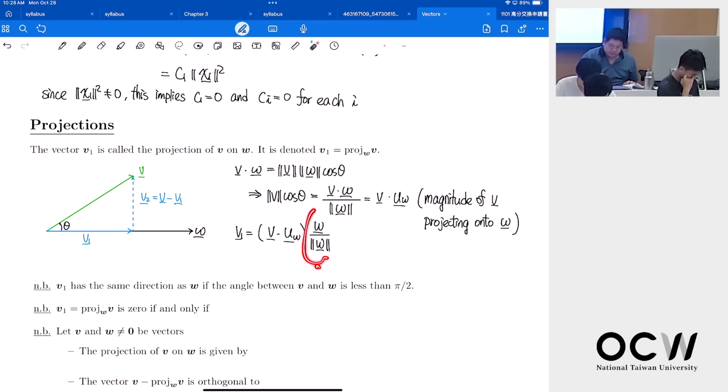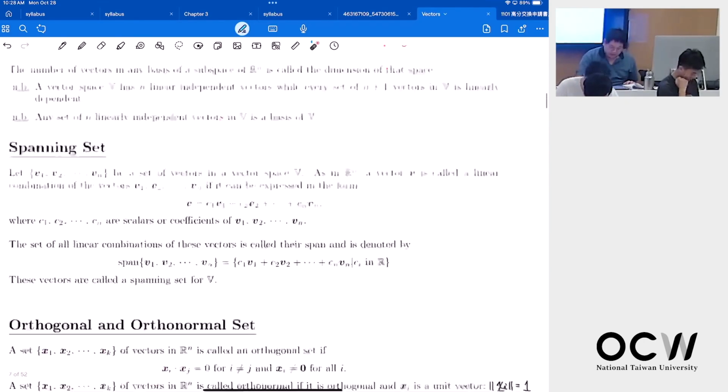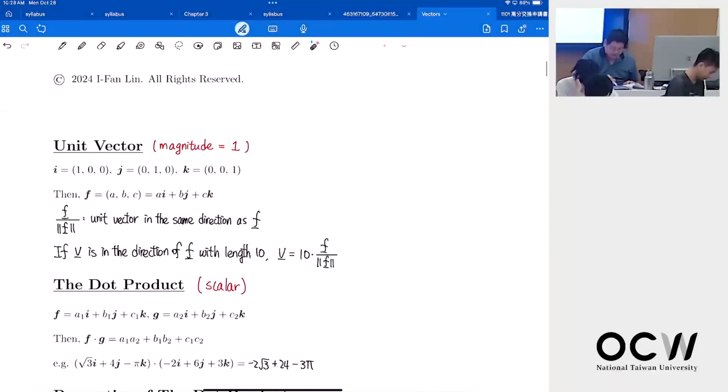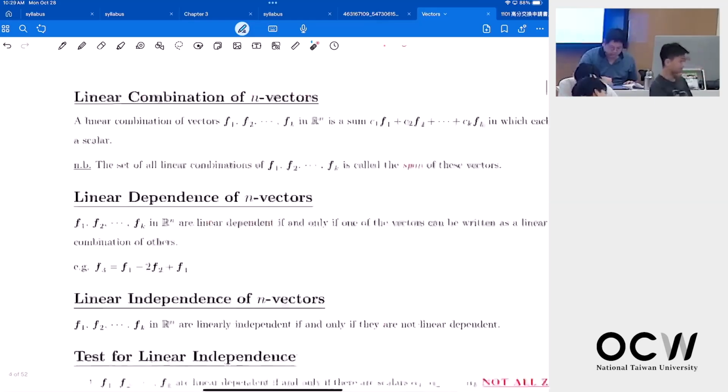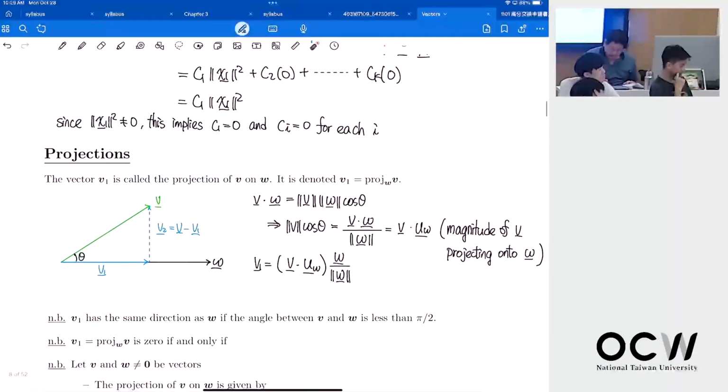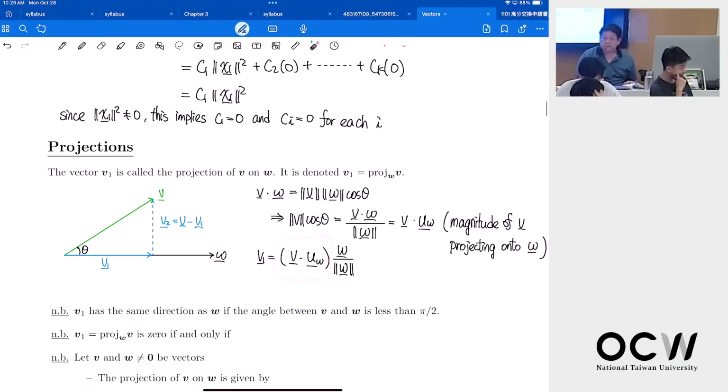And why is the direction a unit vector? Remember that in the beginning, if I have a vector in the direction of f with a length 10, I need the magnitude times the unit vector. Okay? So the magnitude times the unit vector. Here we can apply that. The magnitude times the unit vector.